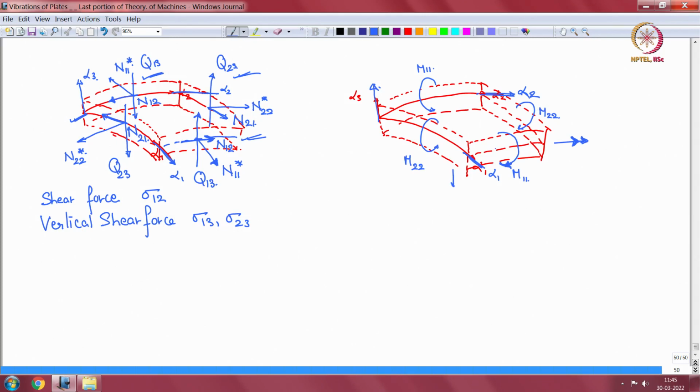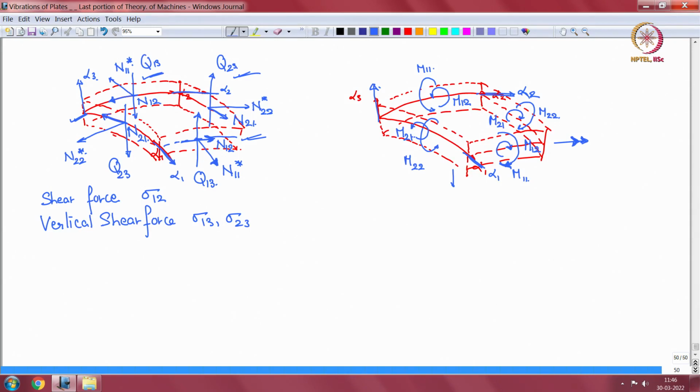Then the shear moments. The shear moments on the 1 face in the 2 direction will be like this. So let me take blue itself. This is in the plane of the face. This is again in the plane of the face. So this is 1 face 2 direction M12. This is M12. This is 2 face in the 1 direction. This is in the plane of the face, M21. This is in the plane of the face, M21.